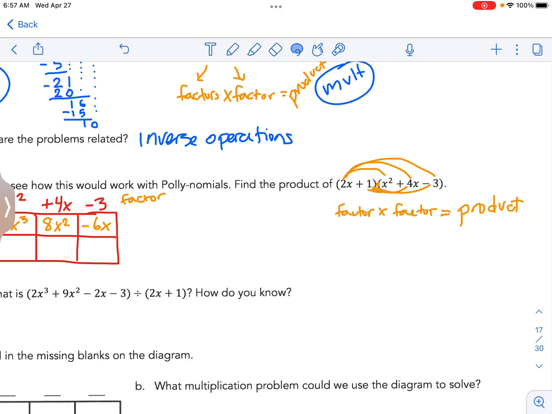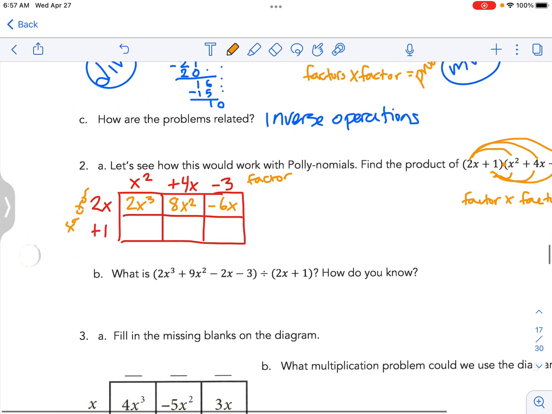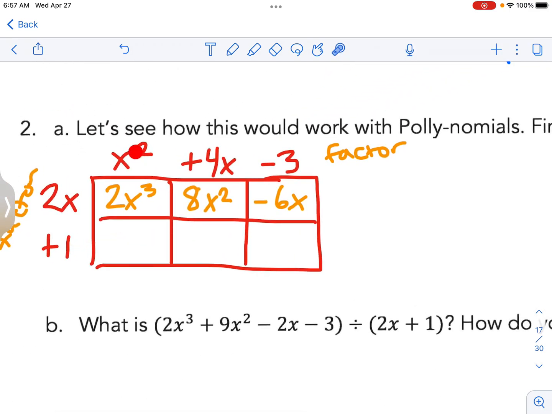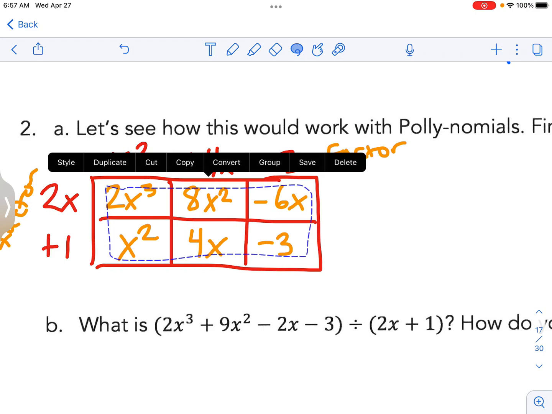So if I just give myself a little more space here, we are going to take 1 times x squared, 1 times 4x, and 1 times negative 3. So 1 times x squared is x squared. 1 times 4x is 4x. 1 times negative 3 is negative 3. And that is our product. So maybe I should have done a little color coding here. Let's call this the product.